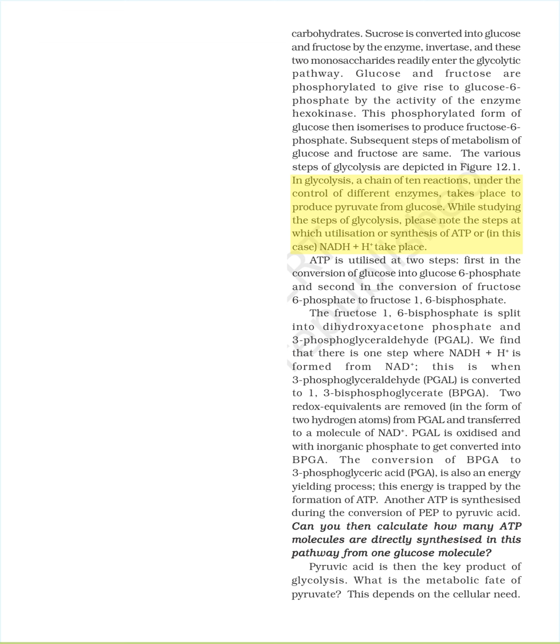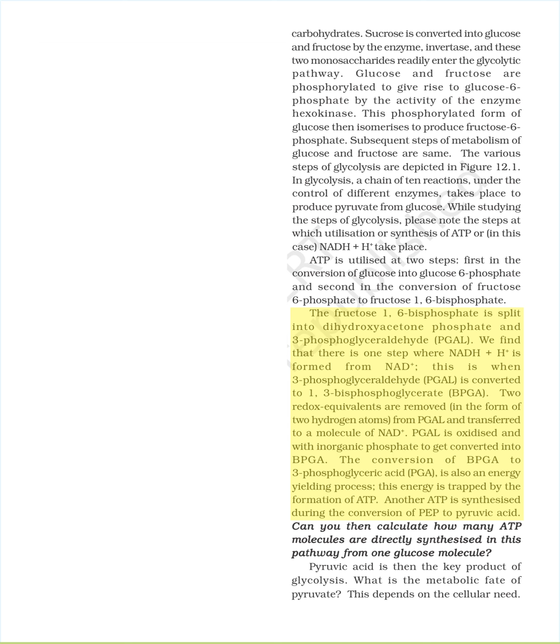While studying the steps of glycolysis, please note the steps at which utilization or synthesis of ATP or, in this case, NADH + H+ take place. ATP is utilized at two steps, first in the conversion of glucose into glucose 6-phosphate and second in the conversion of fructose 6-phosphate to fructose 1,6-bisphosphate. The fructose 1,6-bisphosphate is split into dihydroxyacetone phosphate and 3-phosphoglyceraldehyde, PGAL. We find that there is one step where NADH + H+ is formed from NAD+.